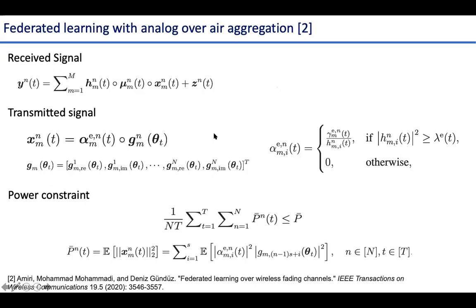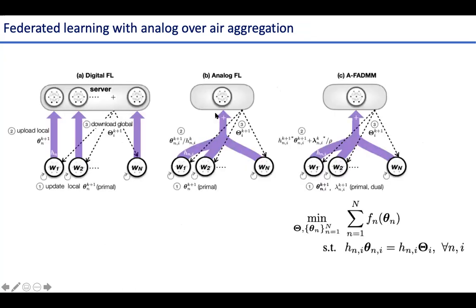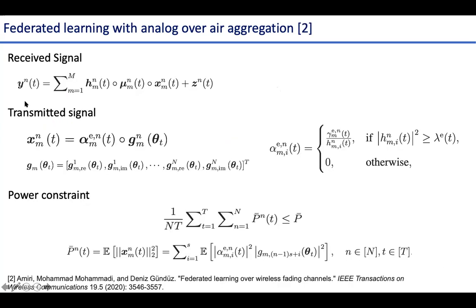Now I will describe analog federated learning in more detail. I'm talking about this one, the one in the middle. So I start by writing the received signal. y_n(t) is the received signal at time slot n of iteration t, which is the aggregation of the individual received signals.